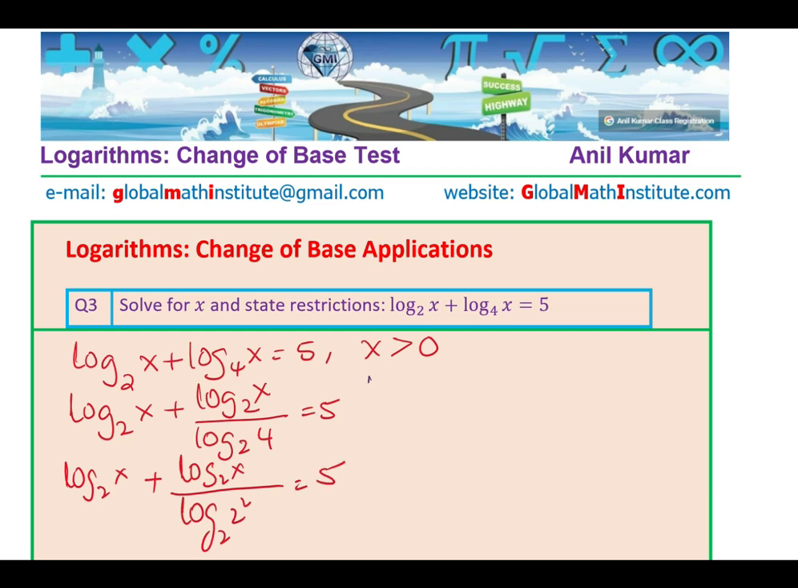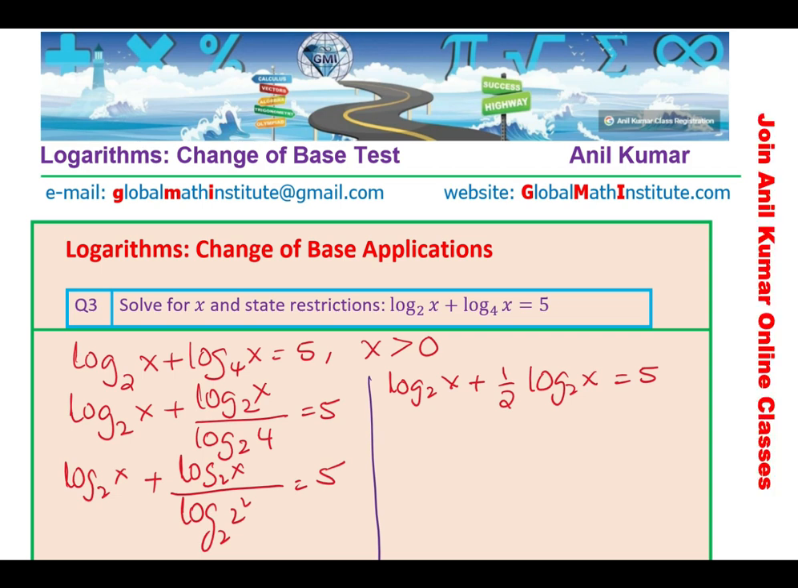So let's move on to the right hand side to solve further. So what we get here is log to the base 2 of x plus, that is 2 squared, right? So we get half here to the log to the base 2 of x equals 5. Makes sense. So that becomes 1.5, right? And then we can solve it. You can also just combine these. So 1 plus half is 3 by 2, right? So 3 by 2 log to the base 2 of x equals 5.